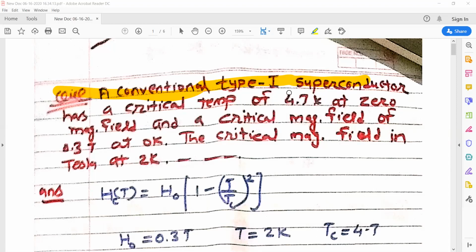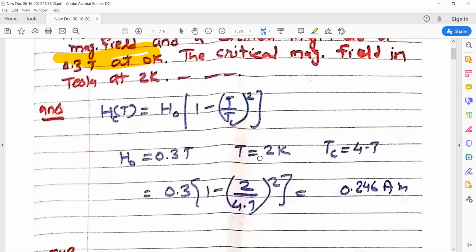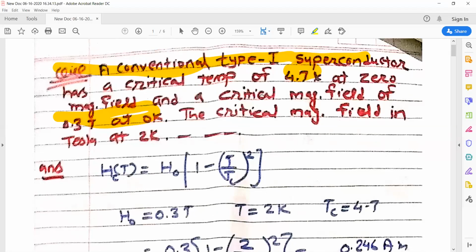of 4.7 Kelvin at zero magnetic field. Okay, and a critical magnetic field of 0.3 Tesla at 0 Kelvin. Okay, the critical magnetic field in Tesla at 2 Kelvin is, okay. What do they ask in this question? Basically, they ask that at 0 Kelvin the field is given, and at some particular temperature is given, and we need to find the critical magnetic field at that particular temperature.